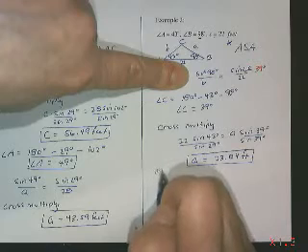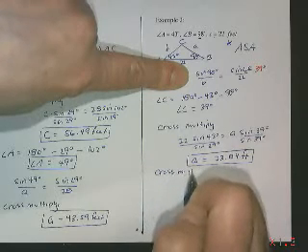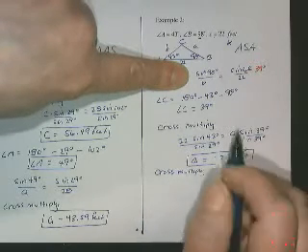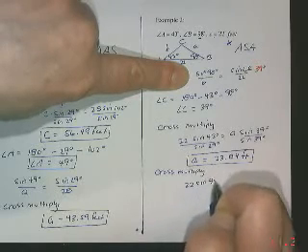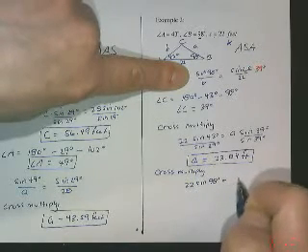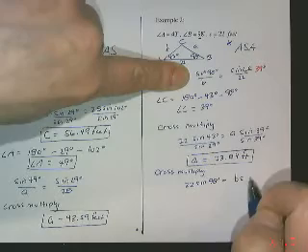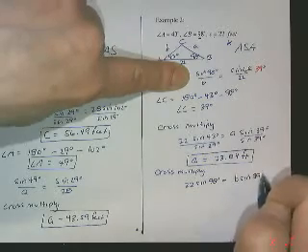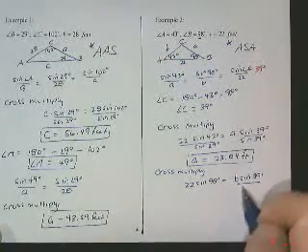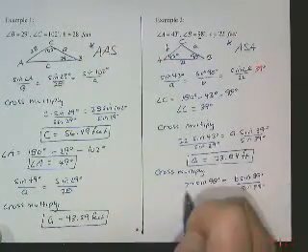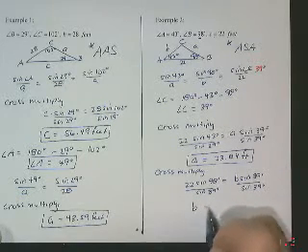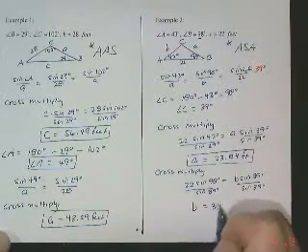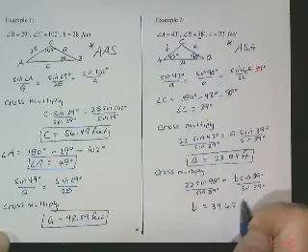So I'm going to cross multiply, and I get 22 times the sine of 98 degrees equals B times the sine of 39 degrees. Divide by the sine of 39 degrees, and I calculate B to be 34.62 feet.